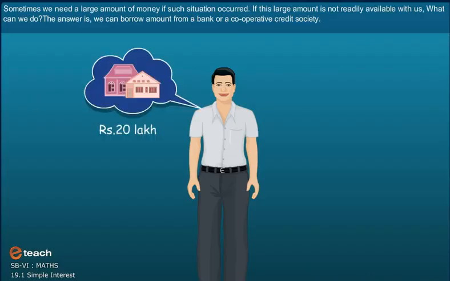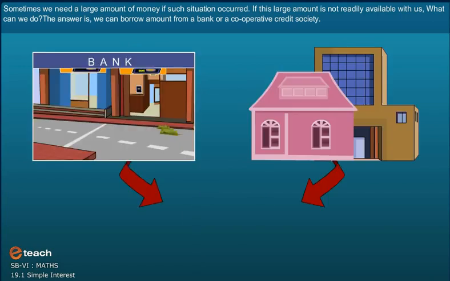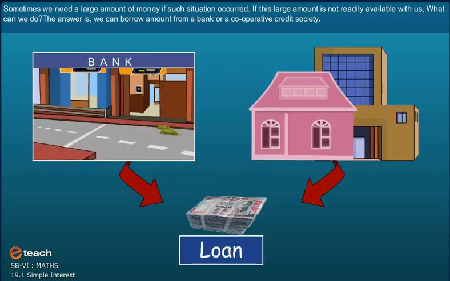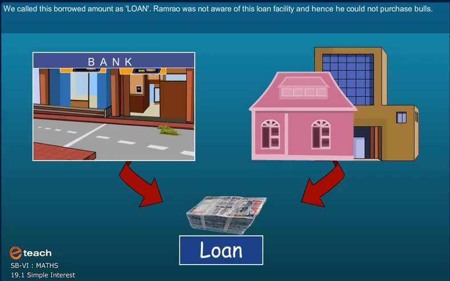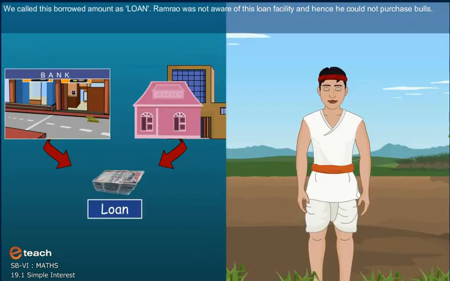Sometimes we need a large amount of money if such situations occur. If this large amount is not readily available with us, what can we do? The answer is we can borrow an amount from a bank or a cooperative credit society. We call this borrowed amount a loan. Ram Rao was not aware of this loan facility and hence he could not purchase bulls.